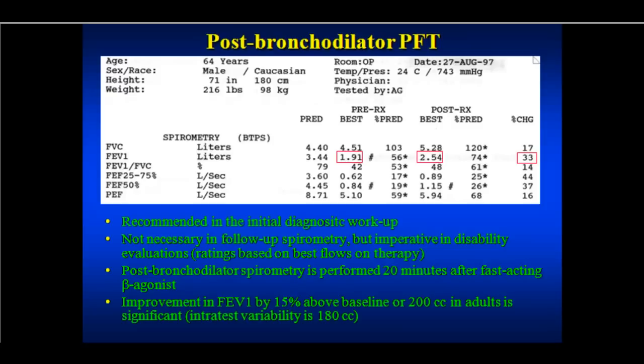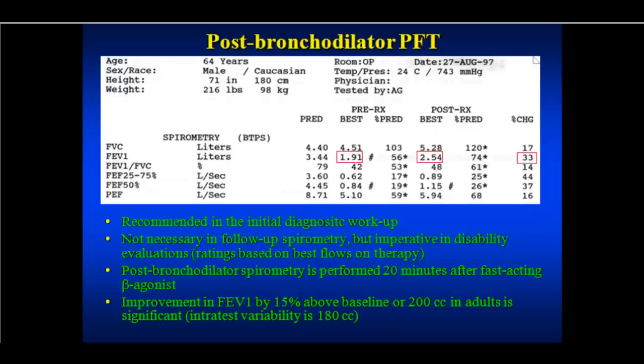So what is a positive response? In this particular example, this individual has an FEV1. You can see the ratio, first of all, is quite low. It's 42, predicted as 79. So the FEV1 is 1.91 liters, 56% predicted. They're able to exhale long enough to get a nice FVC out. It's at 103% predicted, so therefore your low ratio. We give them 2 puffs of albuterol as typical in this country. You wait 20 minutes, and then you repeat the spirometry. That's the standard post-bronchodilator test.